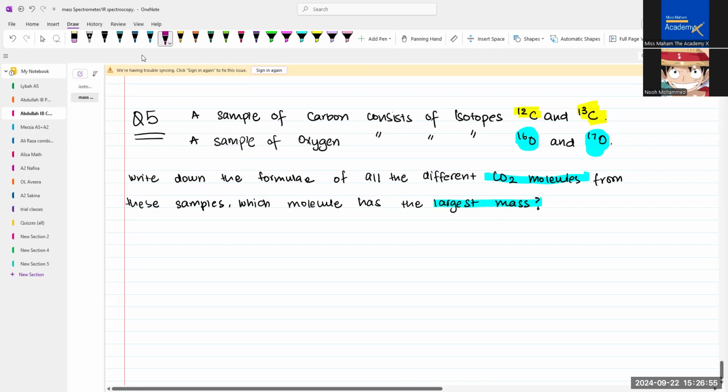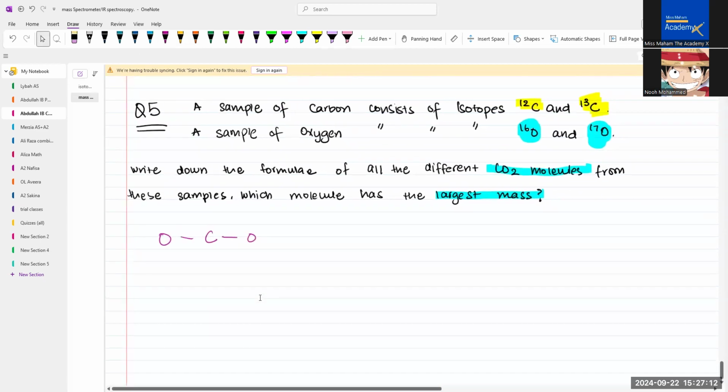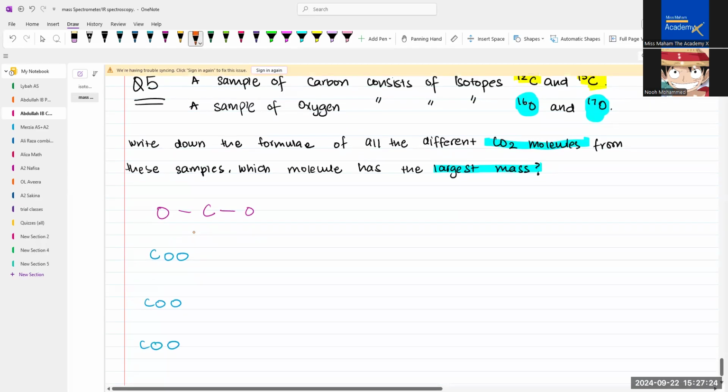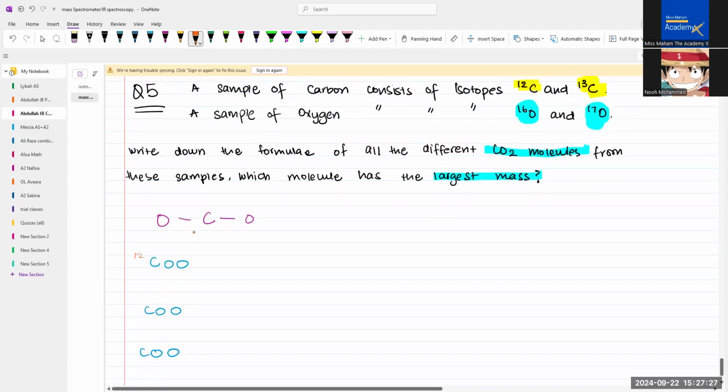So they're basically asking us to make combinations of a CO2 molecule. How many atoms does a CO2 molecule have? One carbon, two oxygens, right? So let's start making combinations of a CO2 molecule. So the first one can be a carbon-12 with one oxygen-16, one oxygen-17. The second one can be a carbon-13 with one oxygen-16, one oxygen-17.